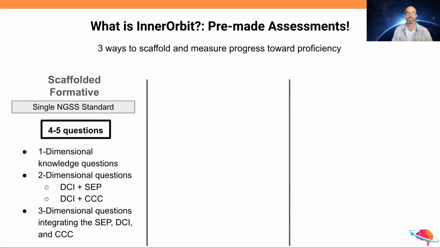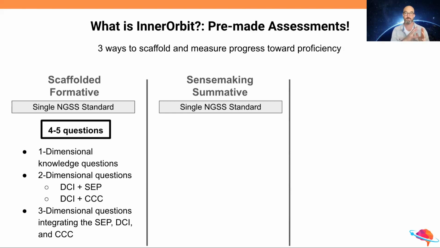And in addition, let's say you've given the formative assessment. Now you want to see how students are applying that knowledge to another phenomena. We have these things called sense-making summatives, which are groups of questions for a single standard. These are usually 4 questions. I think some of them may have 5. It depends on how complex the standard is and what we think is ample evidence of sense-making.